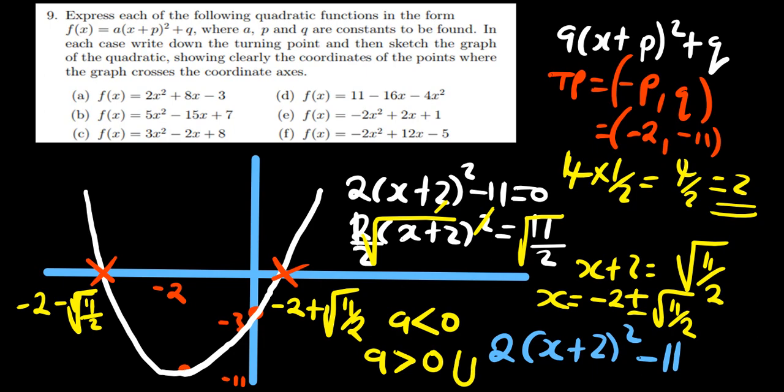Okay, a minimum, like this graph that we have, it has a minimum turning point. But when your a is less than 0, let's say negative, it will have a maximum turning point. So you must know those ones as well.